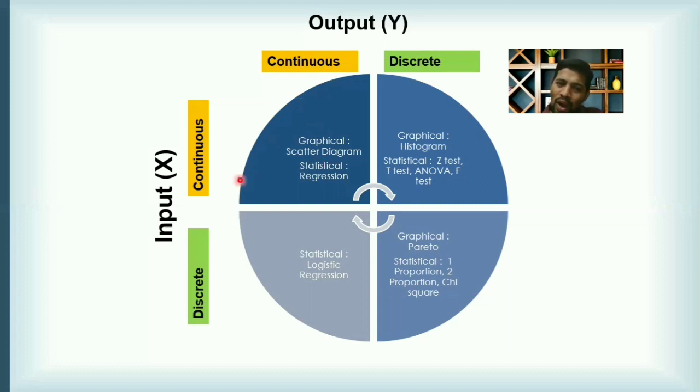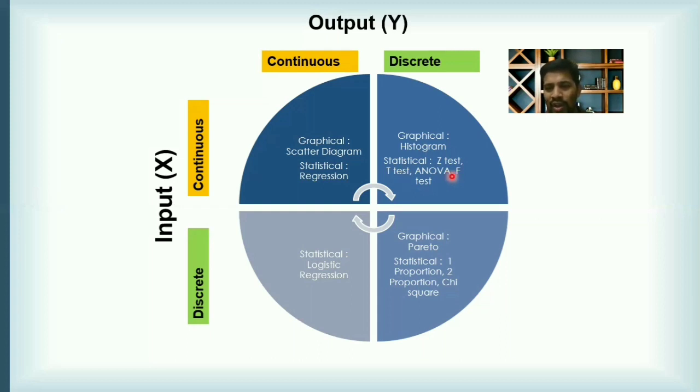Okay, let's say you have continuous data on the x-axis and your y-axis is discrete data. Then you can use a t-test, an f-test, or a z-test. You can also use a graphical representation, which Minitab will give: a histogram or a box plot. With the t-test, you can compare two mean values.